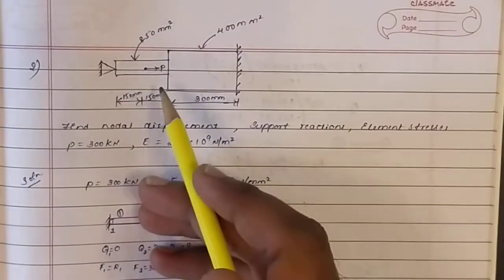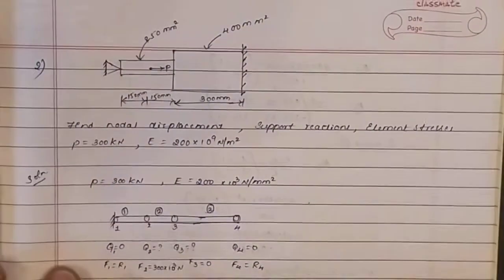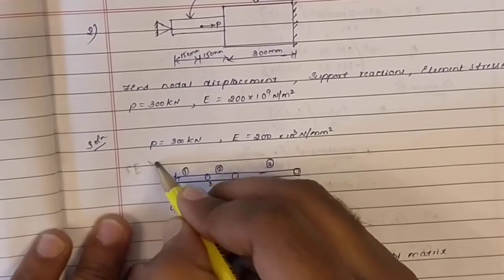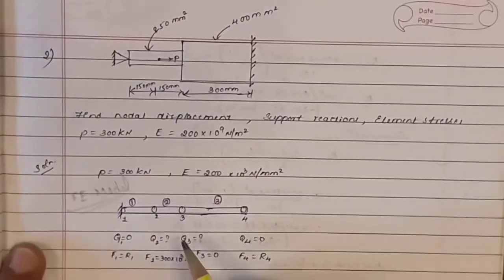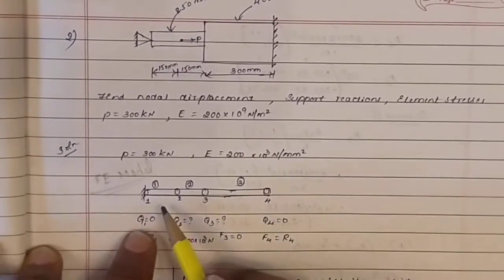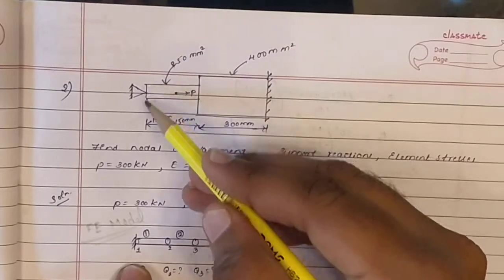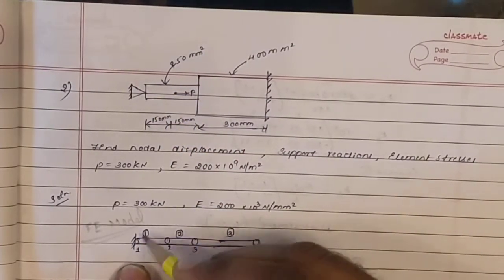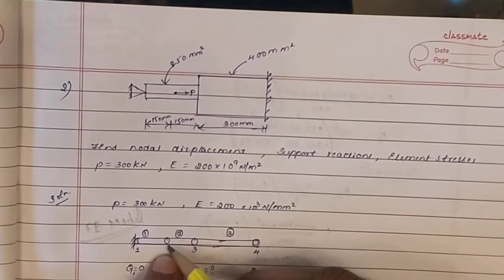So given this problem, convert it into an FE model. So this is the FE model as I've said in the previous videos. So how do you convert this into a finite element model? As I've said, wherever there is a fixed condition, there has to be a node, and wherever there is a load, there has to be a node.